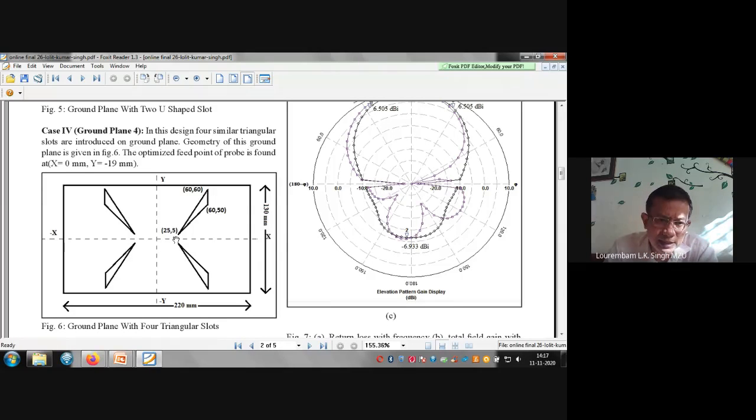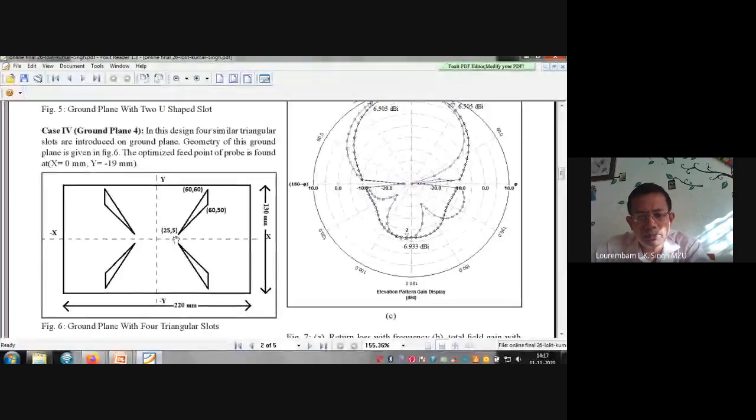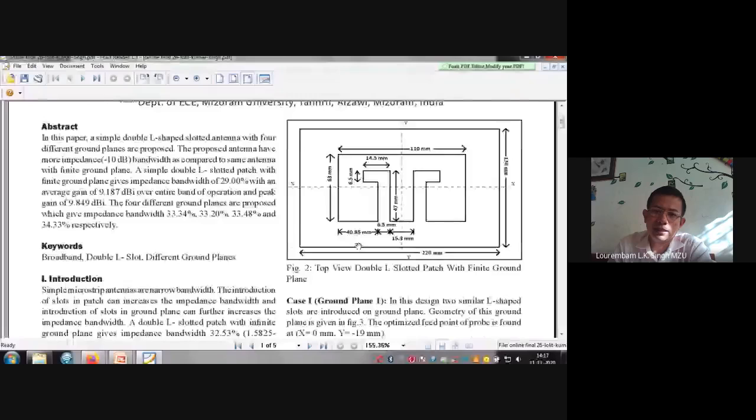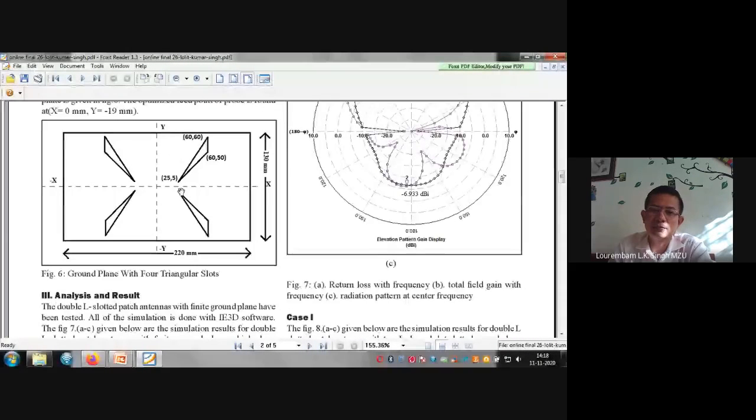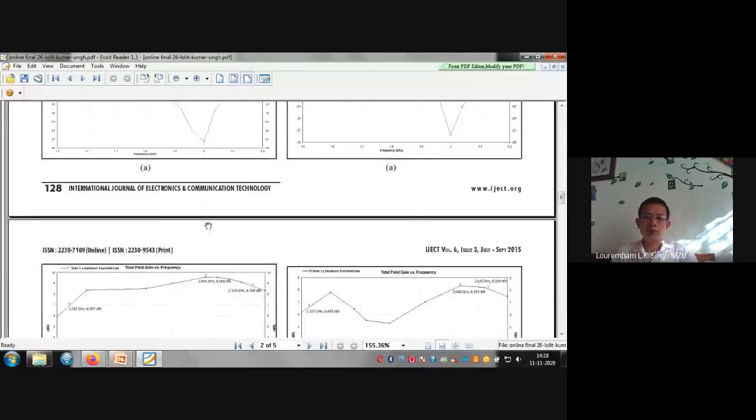But in the earlier case, because the shape of the patch was the E shape, it was giving the best result with the 2 slots. But now with this particular patch structure, the double L shape, we found that this kind of structure gives the best result, with the larger bandwidth.